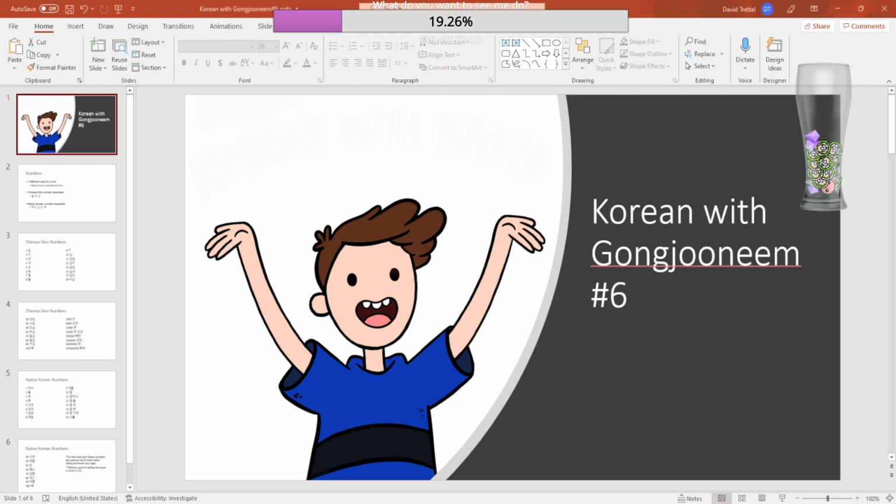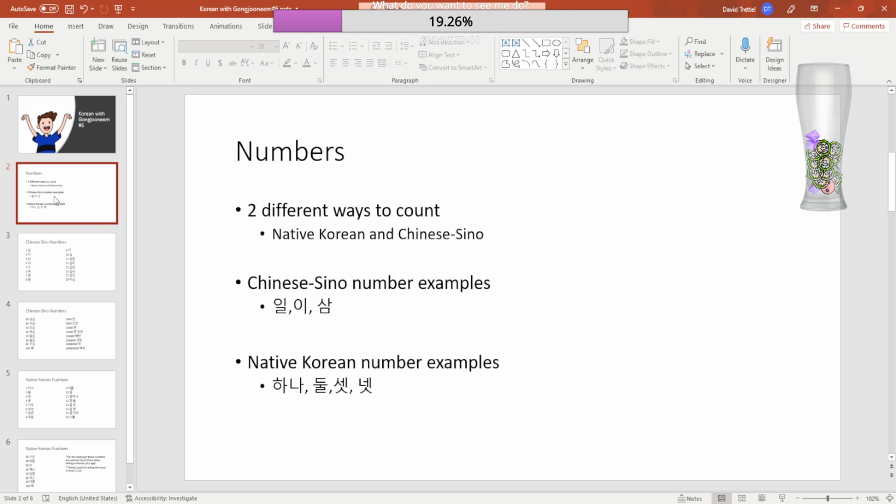Okay. So today, I've decided I think it's a good idea to kind of go over numbers. Numbers in Korean is a very tricky thing. It's very hard because there are two different styles of numbers that are used. We have the native Korean and the Chinese Sino.